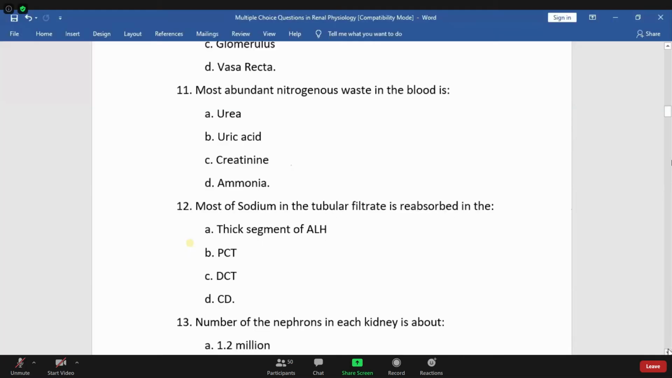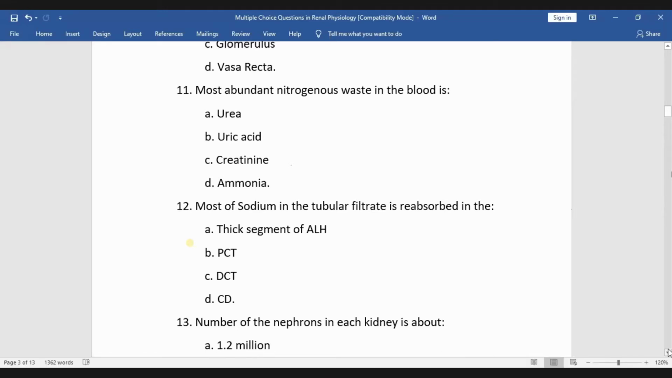What about the DCT? Sodium is reabsorbed in the DCT. Sodium and chloride are reabsorbed in the proximal part of the DCT, with a symport, a co-transport, right? In the distal part of the DCT and in the collecting duct, it is absorbed in exchange with potassium first. If the potassium level is going low, then it is exchanged with the hydrogen ion. So this is how sodium is reabsorbed in these places.